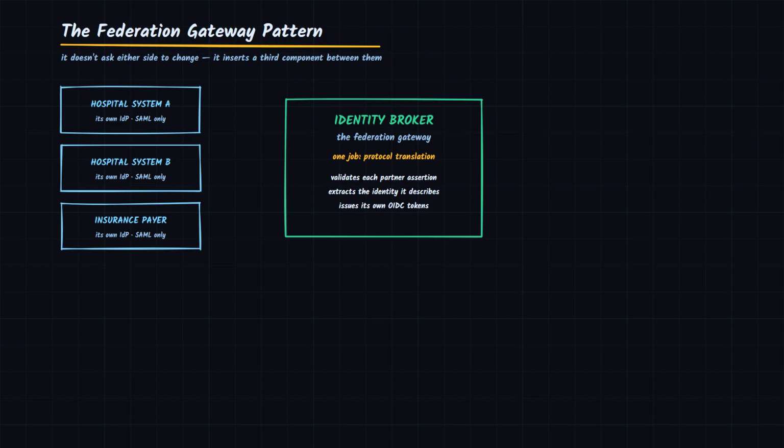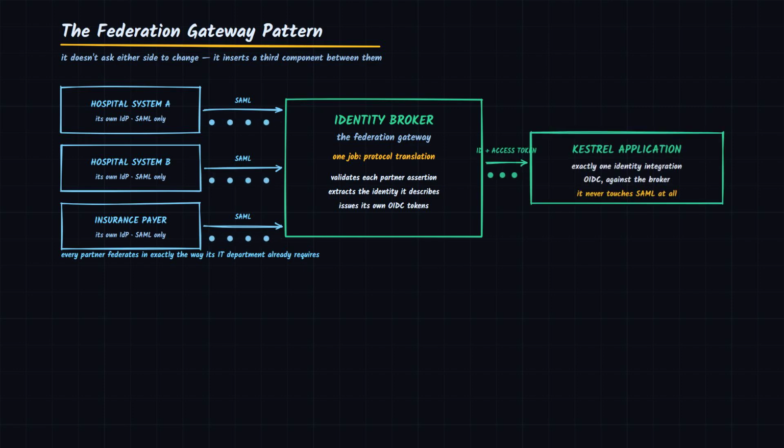The application itself never touches SAML. It implements exactly one identity integration, OIDC, against the broker, and the broker absorbs every partner-specific quirk on the other side of that boundary. This is precisely the role played in production by commercial identity platforms like Okta and Auth0, and by the open-source equivalent, Keycloak, which can operate as both a SAML identity provider or service provider and an OIDC provider simultaneously, translating between whichever protocol a partner brings and whichever protocol the internal application understands.